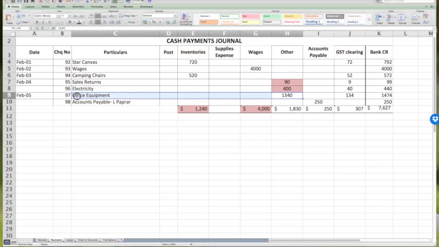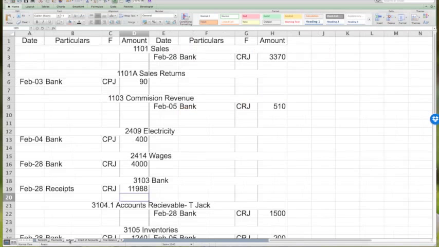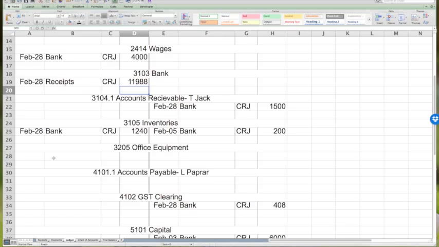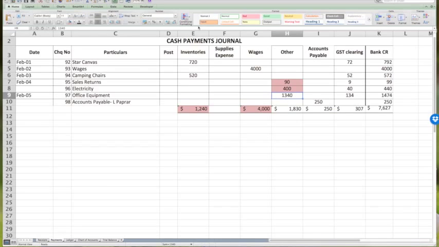Next one we've got office equipment. So that is an asset. That's going to be down here. Assets are debit by nature. We're posting it for the individual day that it happened because we're not posting a total. February the 5th, bank, cash payments journal, $1,340. Pretty straightforward. Colour in that square.